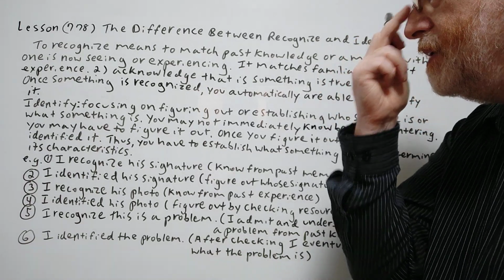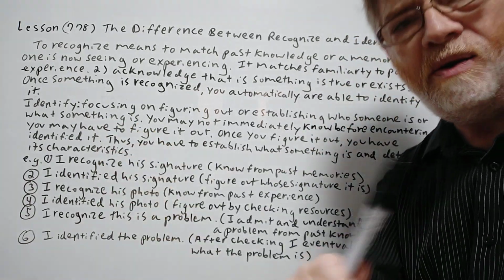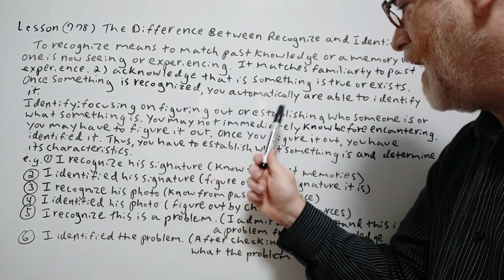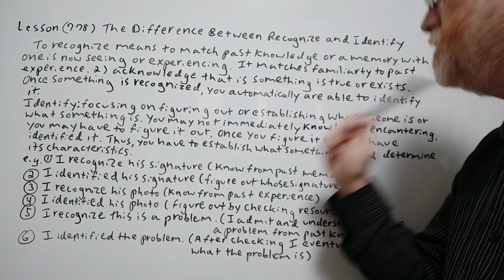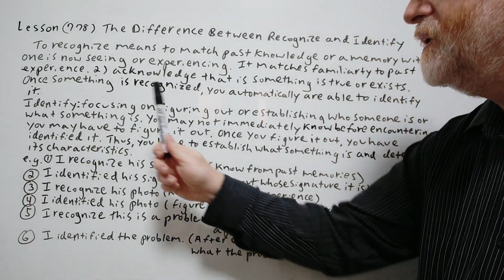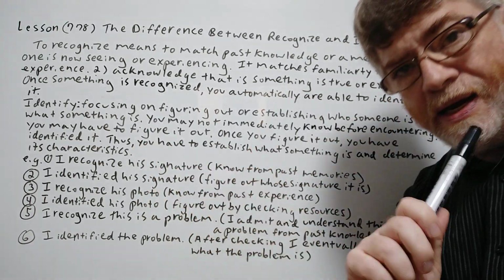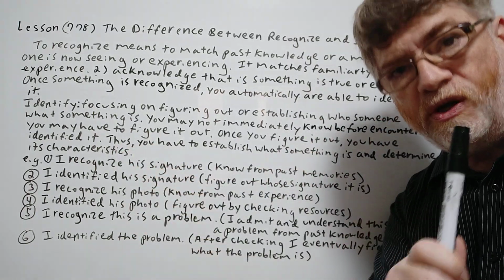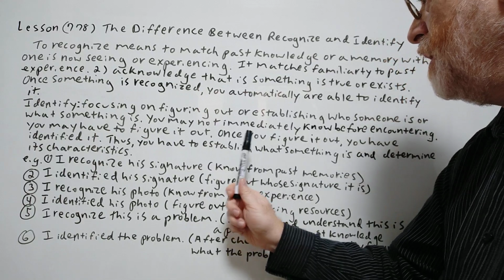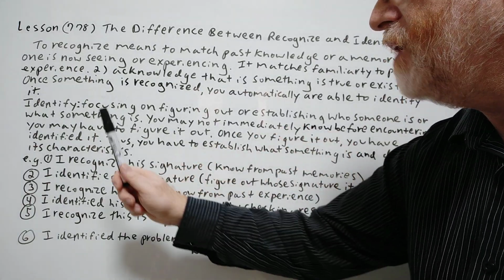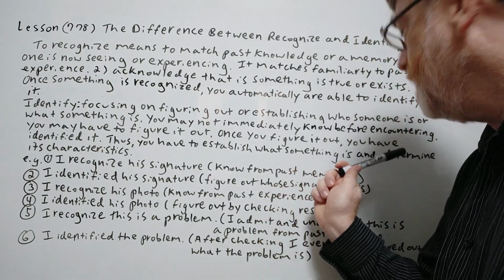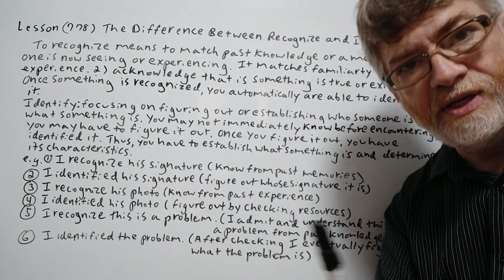All right, let's continue. Identify. Well, identify is focusing on figuring out or establishing who someone is or what something is. You may not immediately know before encountering. You have to figure it out. So that's the key part. Once you figure it out, you have identified it. Thus, you have to establish what something is and determine its characteristics.